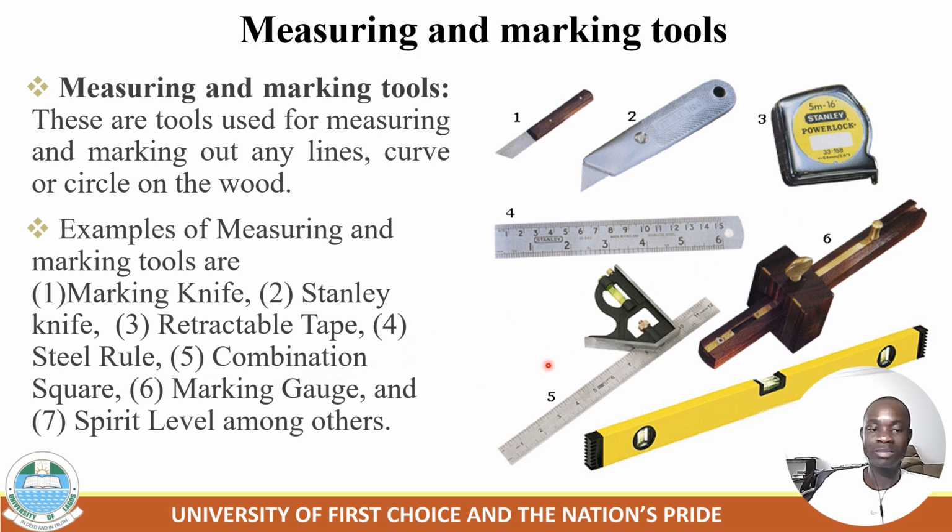This one, as we have it in metalworking. Marking gauge. We don't have the marking gauge in metalworking, but we have a scriber. This one is a marking gauge, and also we have the spirit level that is common to both metalworking and woodworking. All these tools are referred to as measuring and marking tools.